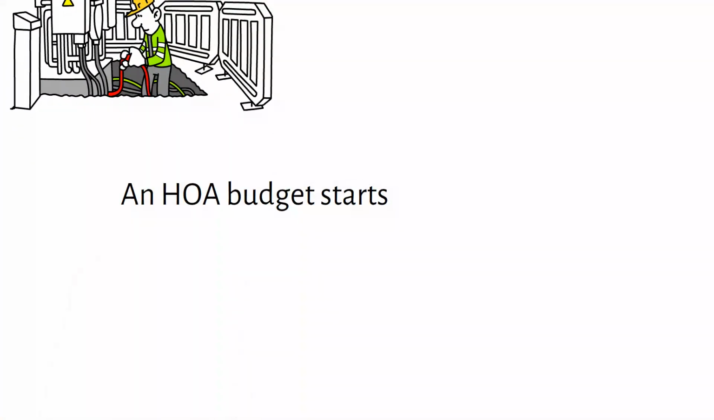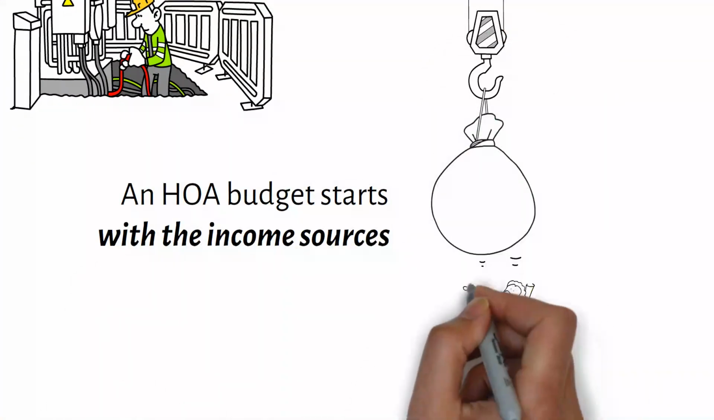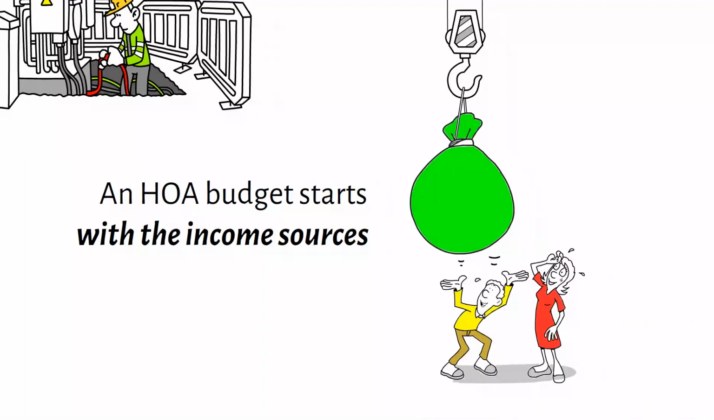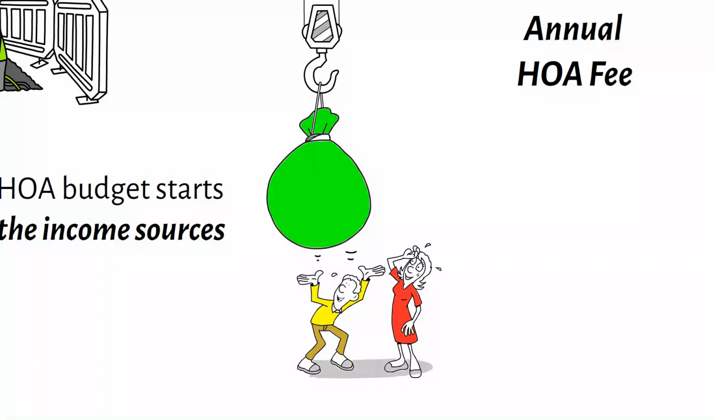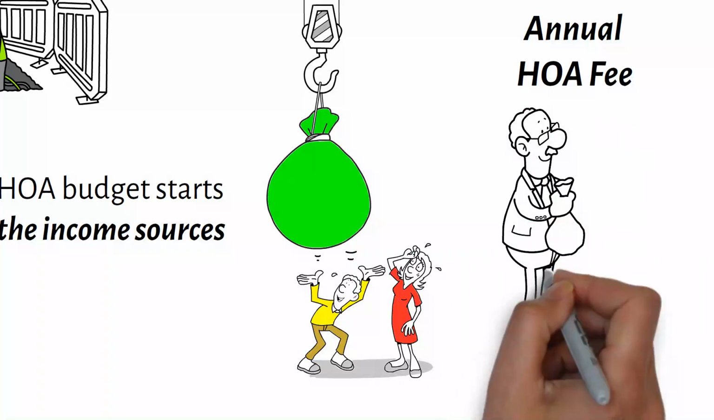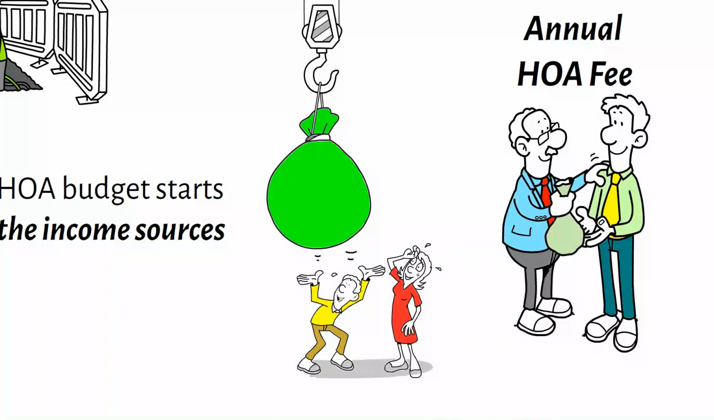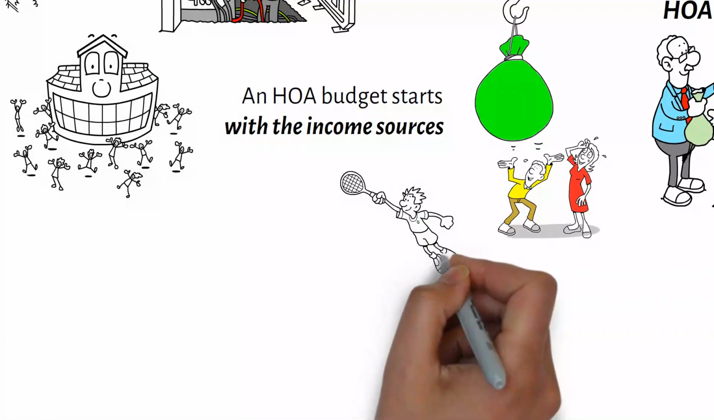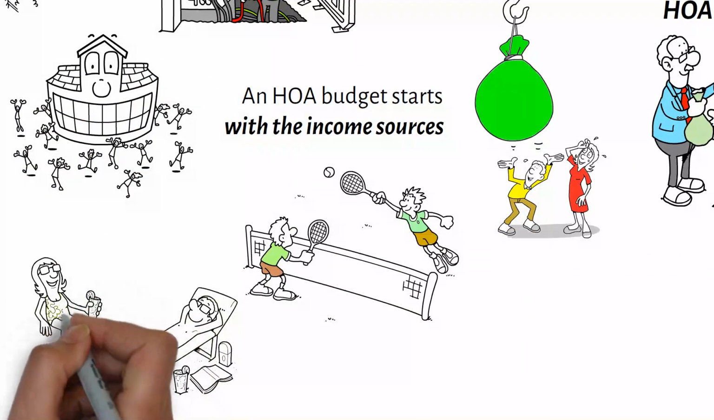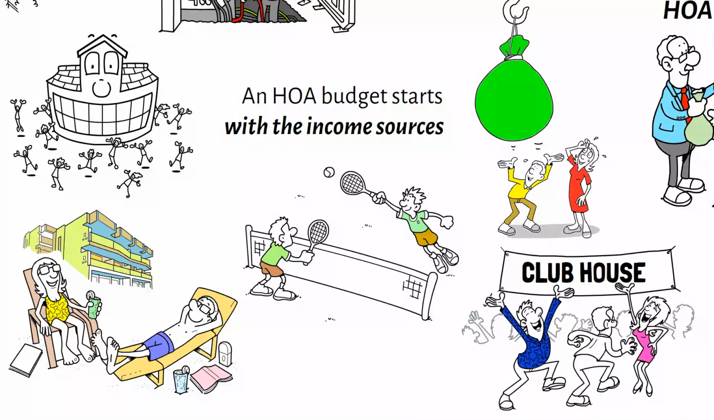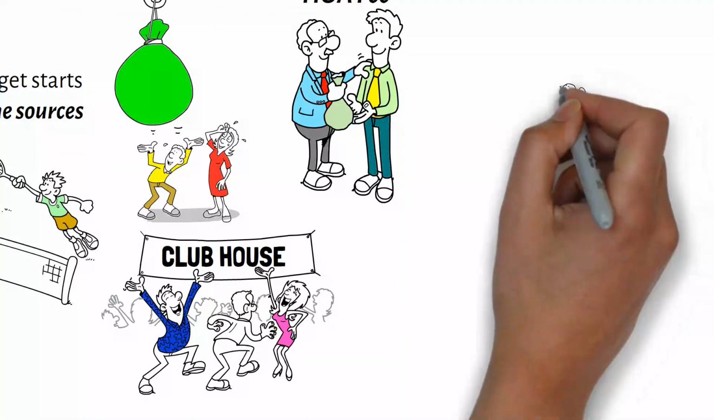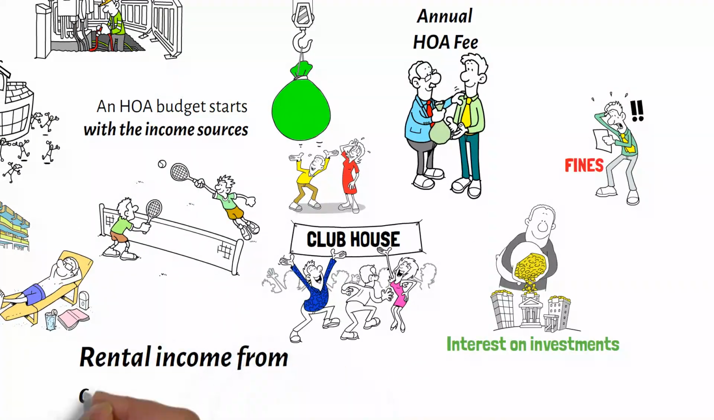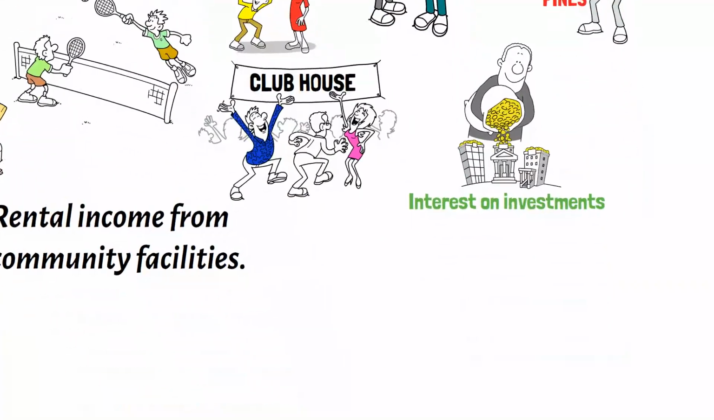An HOA budget starts with the income sources, which are the various ways the HOA collects money from homeowners. The most common source of income is the annual HOA fee or assessment, which is paid by all homeowners to cover the community's expenses. The amount of the HOA fee is typically based on the community's needs and can vary depending on the size and complexity of the community. Other sources of income may include fines, interest on investments, or rental income from community facilities.